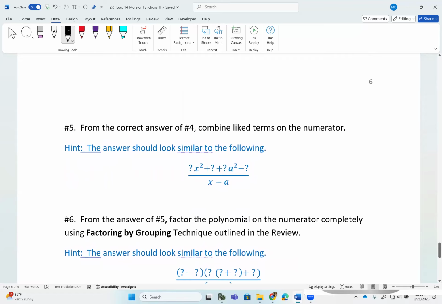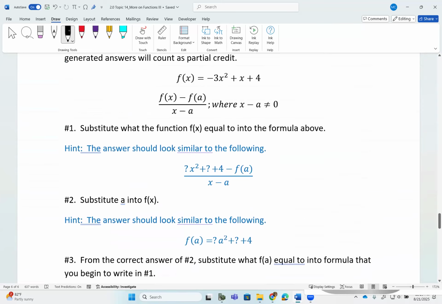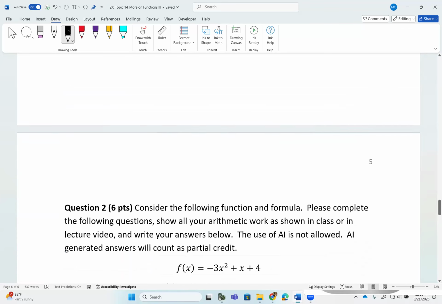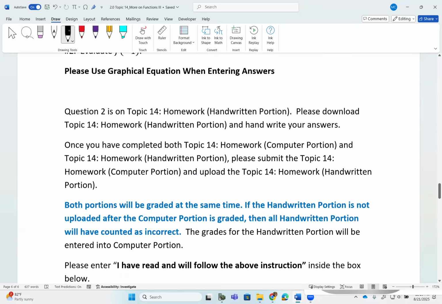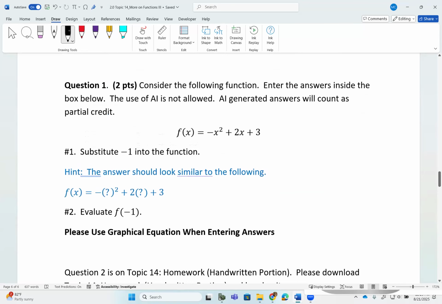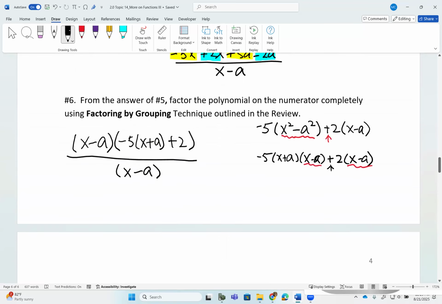Alrighty, so in this lecture video, we quickly talked about how to evaluate a function using different techniques, and we also evaluated functions using algebraic expressions. Okay, thank you so much for watching.